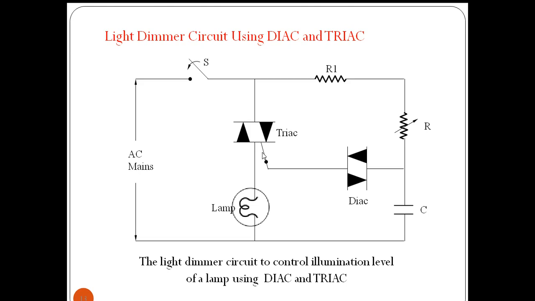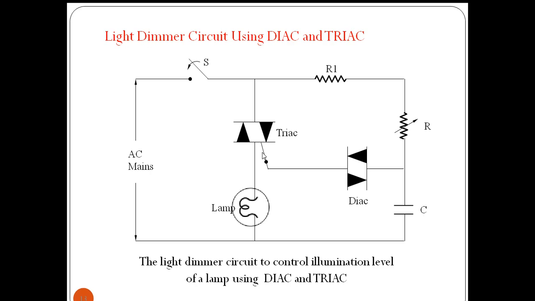When the voltage across the capacitor is sufficient to cause conduction of the diac, the gate current flows through the gate circuit of the triac. The triac starts conducting and the lamp glows. Changing resistance R changes the firing angle of the triac, and the voltage applied to the lamp changes, thus changing the illumination level. The fixed resistance R1 ensures that the gate current does not exceed the rated current, even when the resistance R is at its minimum value.